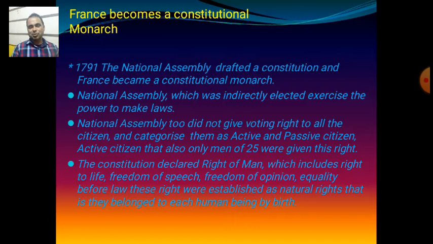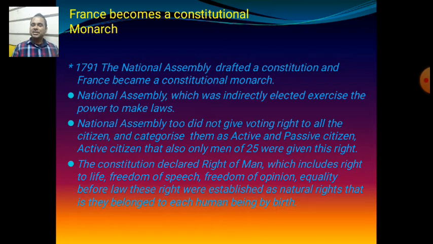It means to become an active citizen, one should be a man of 25 years. They should be male. They should be a taxpayer. Only this group of people exercised the voting right, and the rest, like females, and males who were not taxpayers, were called passive citizens. These passive citizens were exempted from the voting rights.